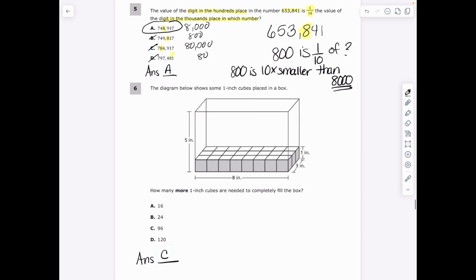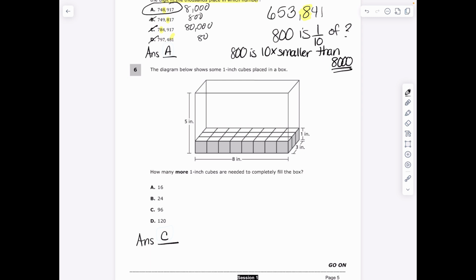Let's move to number 6. And we have a diagram in a box. So automatically, I'm seeing 3 dimensions. I'm thinking of volume again. And we have some cubes in the box already. How many more cubes are needed to fill the box? Okay, so I could already see that on the bottom, we have 1, 2, 3, 4, 5, 6, 7, 8, 9, 10, 11, 12. Or, let's just count it. I have 8 groups of 3. So my base has 8 groups of 3, or 24 cubic inches.